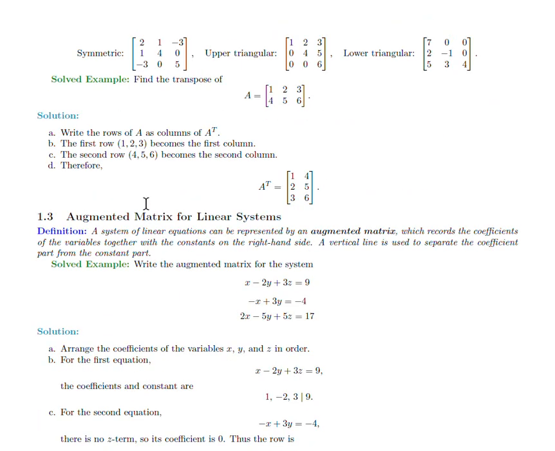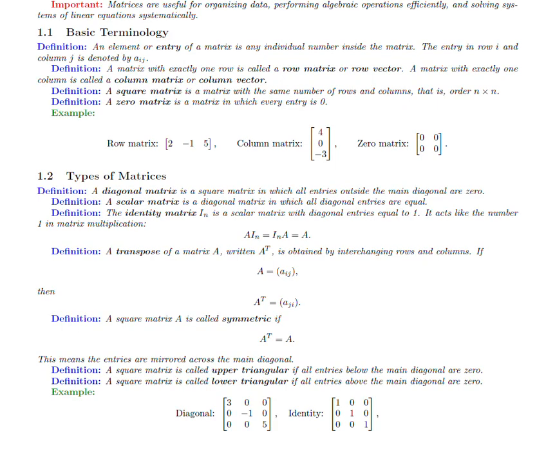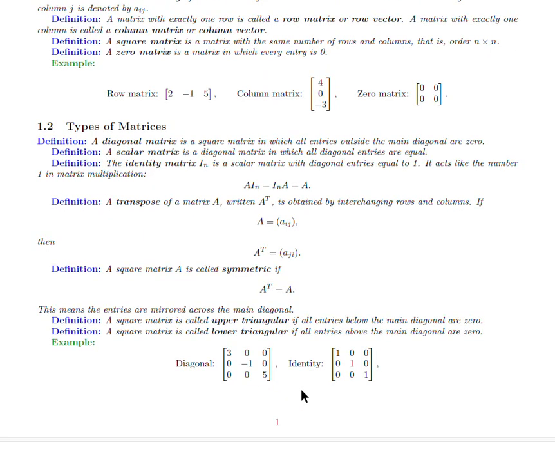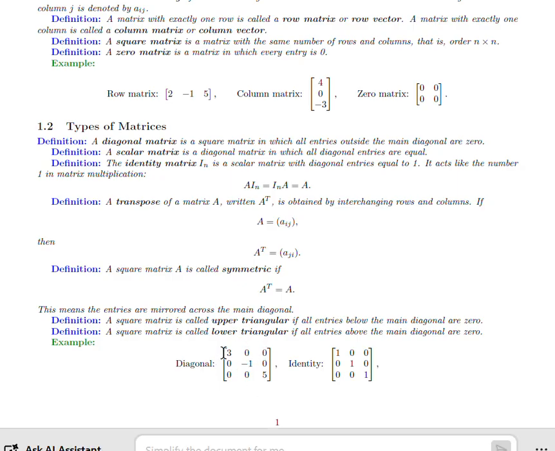Now, types of matrices. A diagonal matrix is a square matrix, first of all, in which all entries outside the main diagonal are zeros. For example, look at this matrix down here. Every other entry is 0 apart from entries on this main diagonal. So that qualifies this matrix as a diagonal matrix.